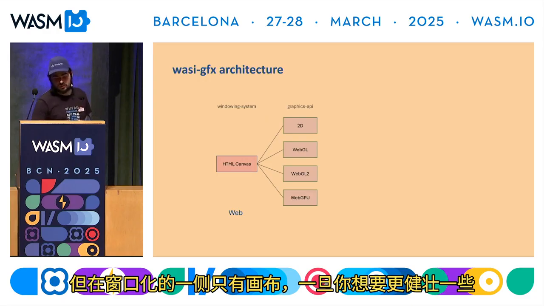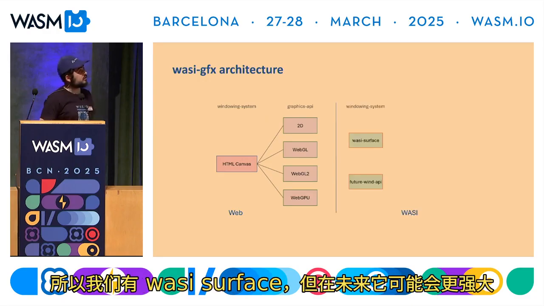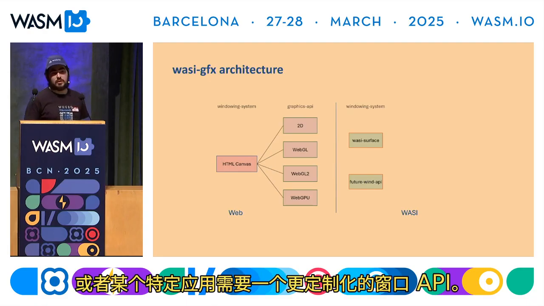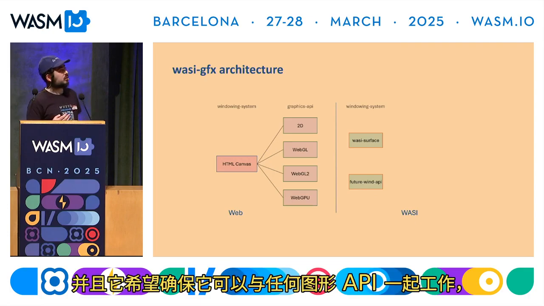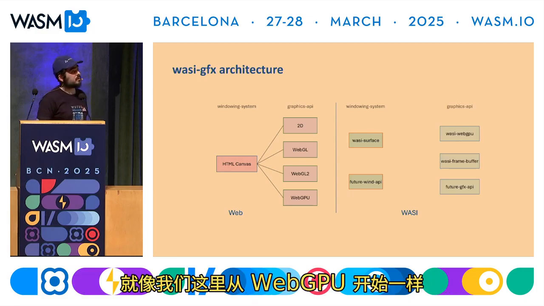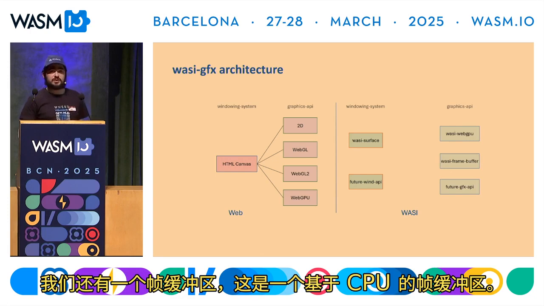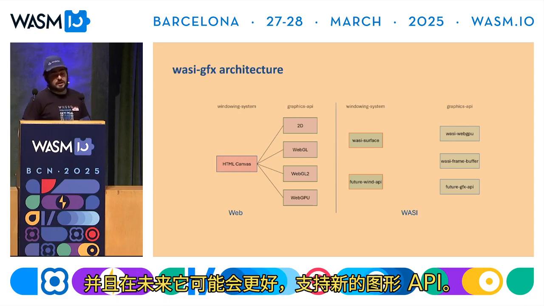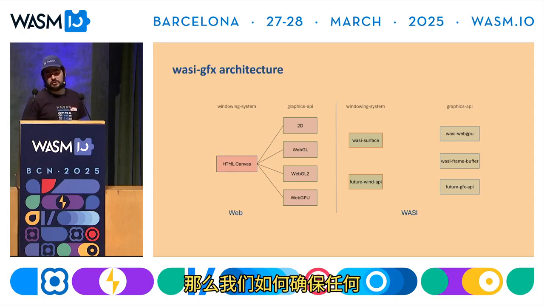In WASI, you want to be a little more robust. So we have WASI Surface, but in the future, it will probably be more powerful, maybe desktop-specific windowing systems, or maybe a specific app wants a more custom windowing API, and it wants to make sure that it can work with any graphics API, like we're starting here with WebGPU. We also have WASI Frame Buffer, which is just a frame buffer, so you can do CPU-based rendering. And in the future, there will probably be better, newer graphics APIs.